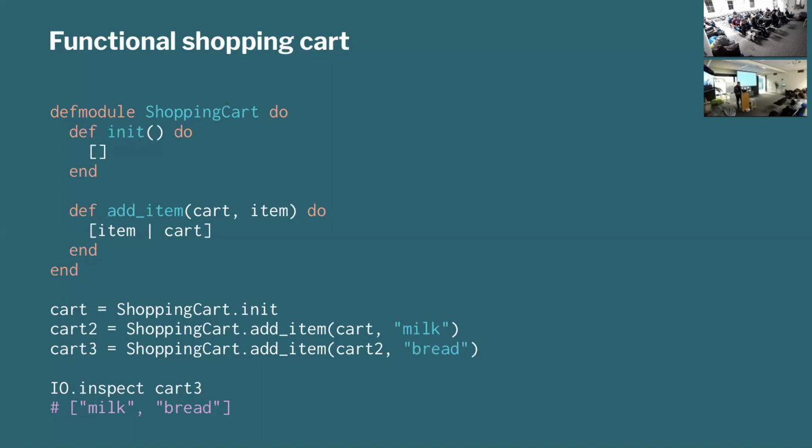To use that, it's pretty simple. We create a new cart with the init function. We add an item for milk, add an item for bread. If we look at our resulting cart at the end, we've got milk and bread. That's what we added to it.